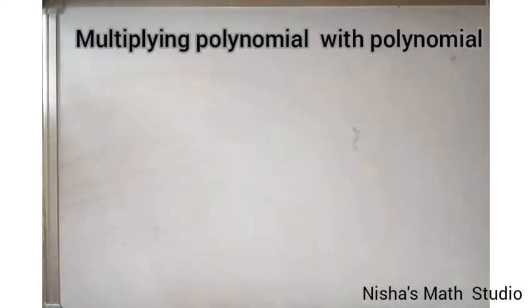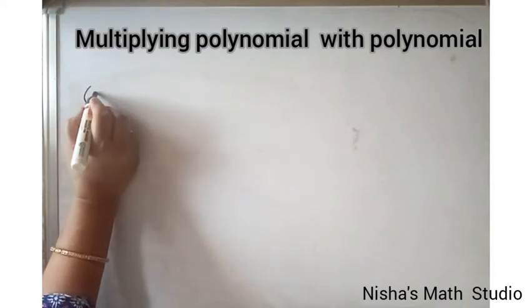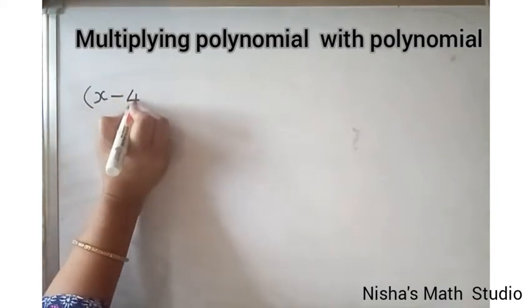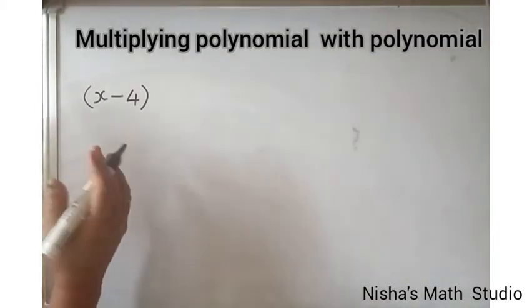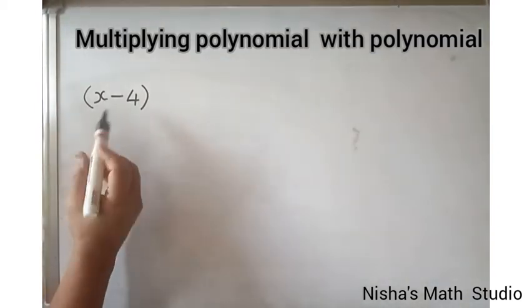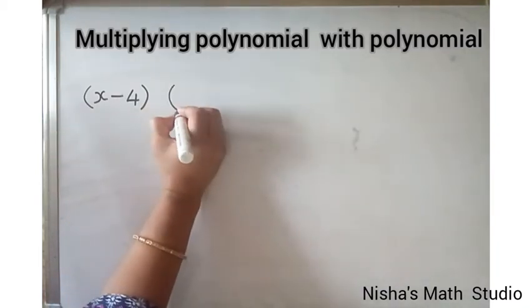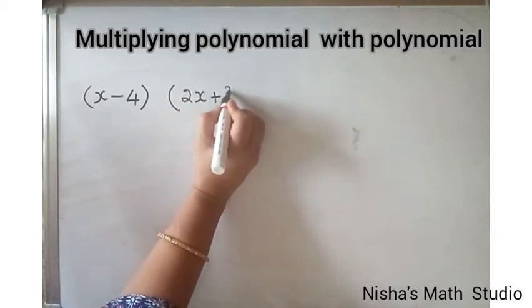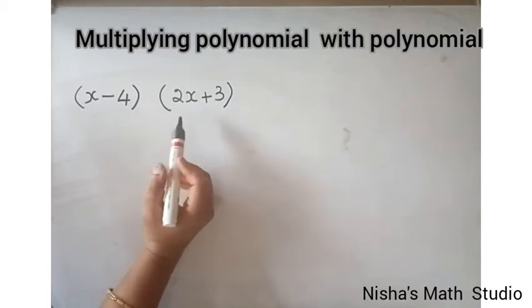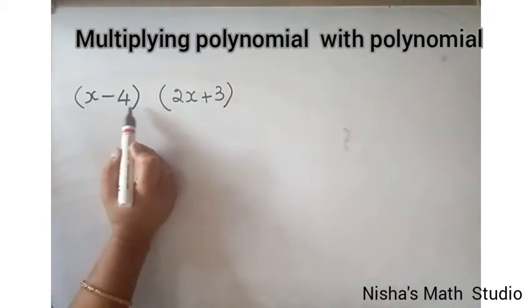Next we'll take multiplying a polynomial by a polynomial. So if we take an example of x minus 4. This is a binomial, isn't it? Whether it is binomial, monomial, trinomial, everything we can categorize under polynomial. Thus multiplied by 2x plus 3.